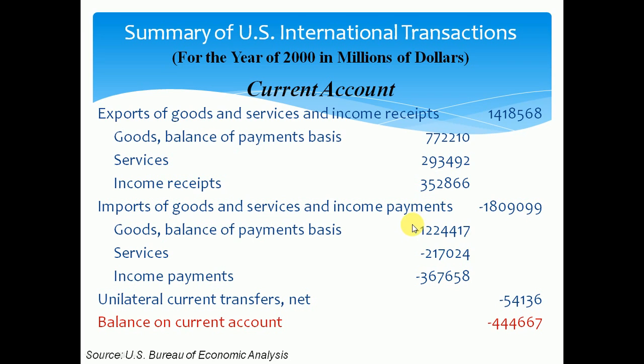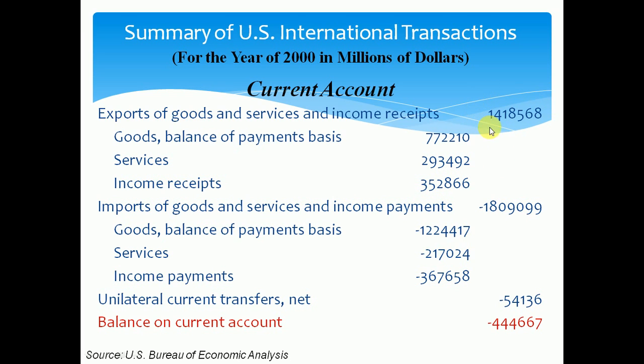So in this, for goods we paid 12,24,470. It is showing negative. Why? Because we are making payment, so it is a negative item. For services, we are making payment of 2,17,024. And income payment, the American companies paid 3,67,658. So the total becomes this plus this plus this, it becomes 18,09,099. This is the sum for goods, for services, and for income payment.